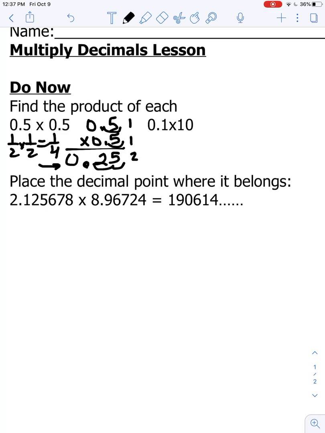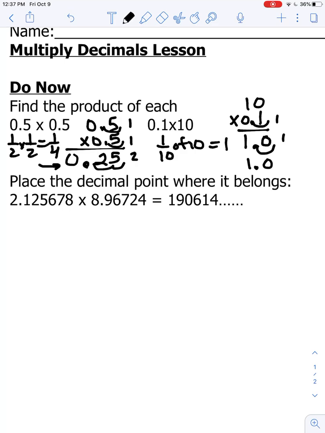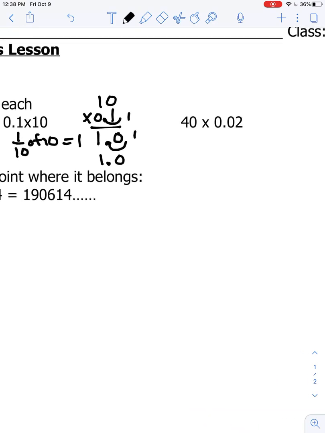On to our next one here. If I think about this, let's start with the fraction form first. I want to take 1/10 of 10. That would be just 1 whole. So if I multiply it, we have 10 times 1/10. 1 times 0 is 0. 1 times 1 is 1. We have 1 decimal place value in the factor. We need 1 in the product. So it would be 1 or 1.0, 1 0/10.